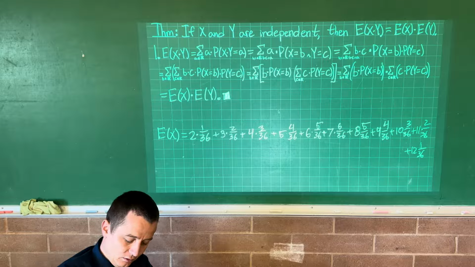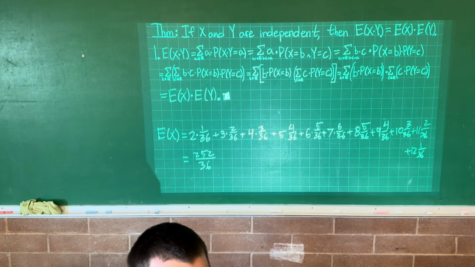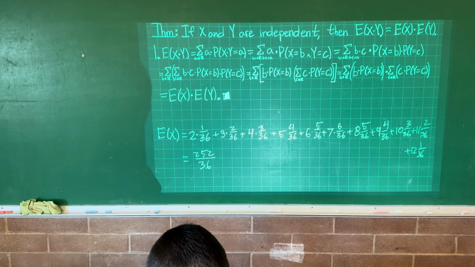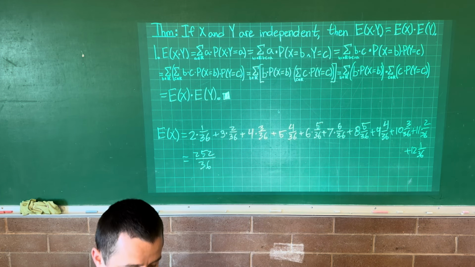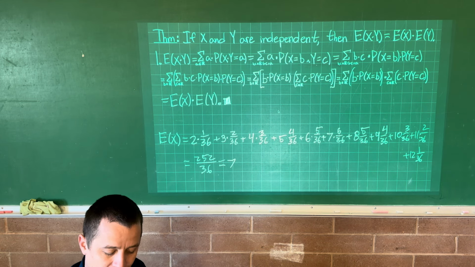So that came out to 252 divided by 36. And if we did that correctly, 252 divided by 36 is 7. Okay, we did it all correct. So that came out to 7. So that's the way we calculated the expected value last time.